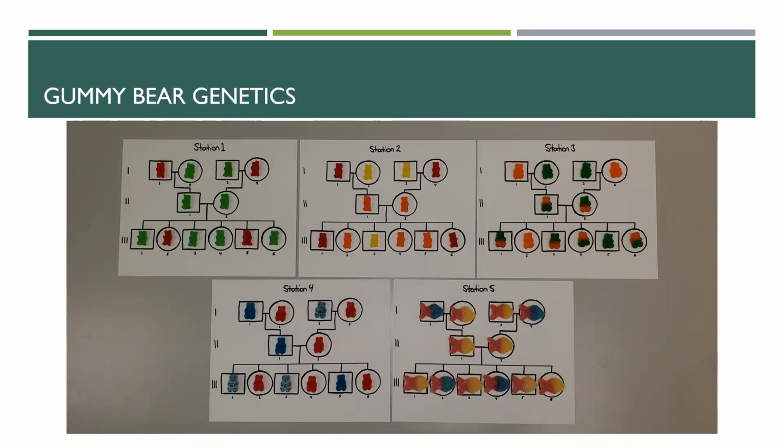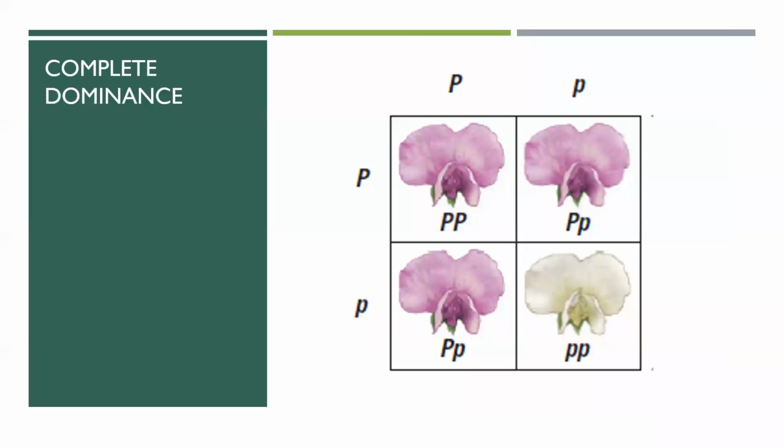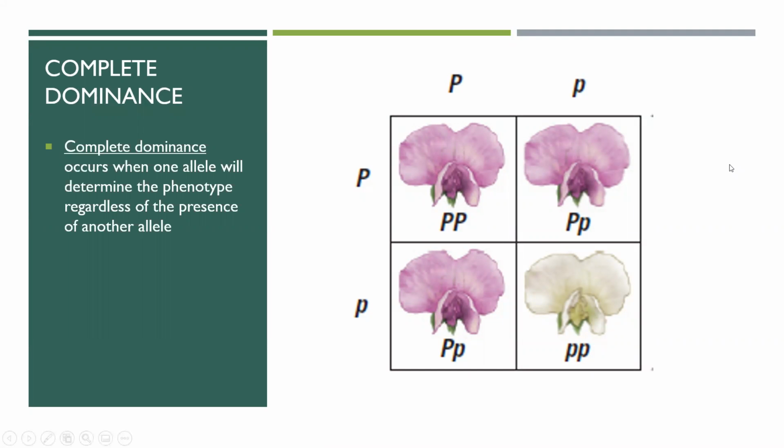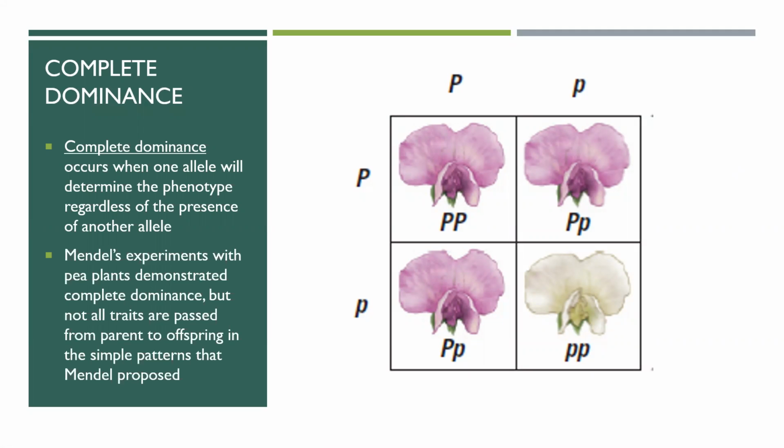In the Gummy Bear Genetics activity, you looked at 5 different patterns of inheritance. Let's find out what those variations are called. Complete dominance occurs when one allele will determine the phenotype regardless of the presence of another allele. Mendel's experiments with pea plants demonstrated complete dominance, but not all traits are passed from parent to offspring in the simple patterns that Mendel proposed.